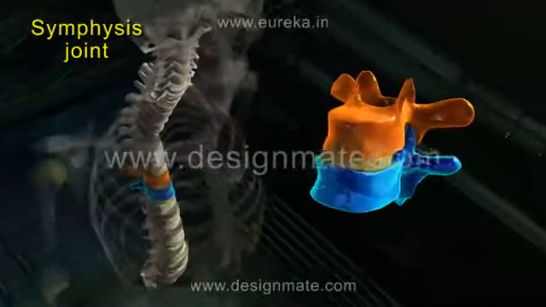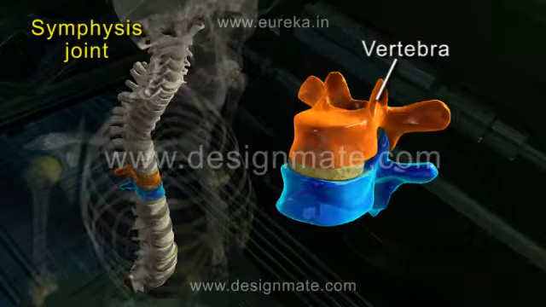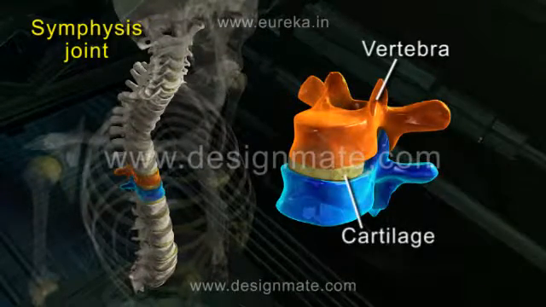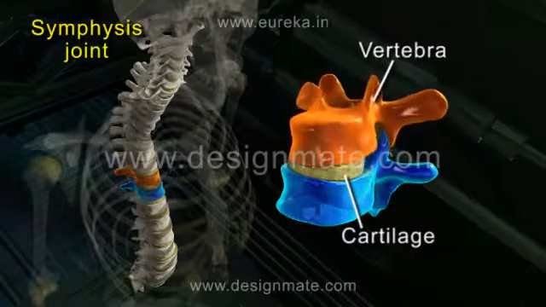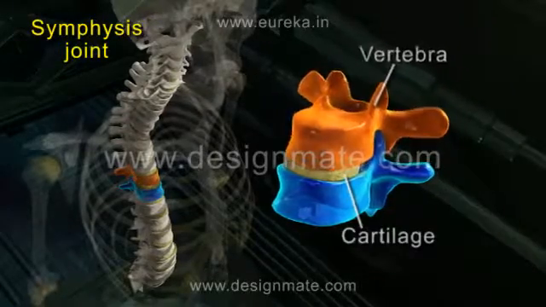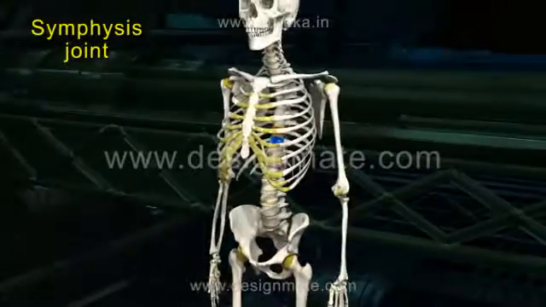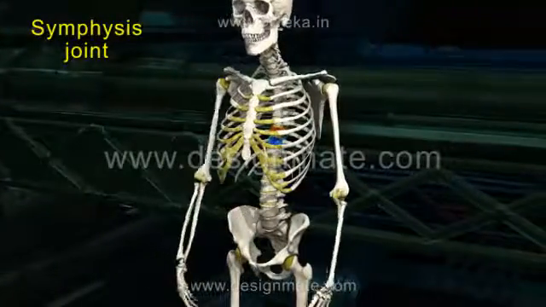They are known as the symphysis, and the connection between the articulating bones is made up of tough cartilage. There is very little movement between these joints. The symphysis joint helps in the bending movement of the spine.